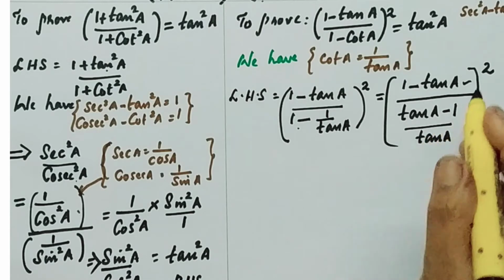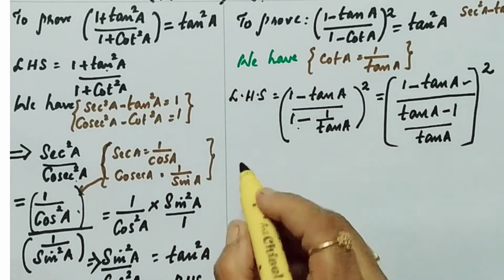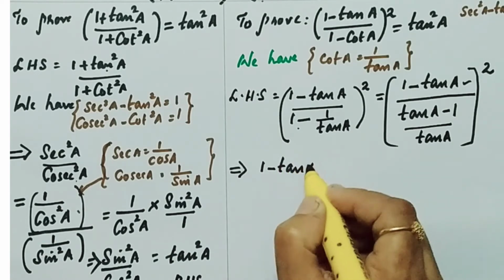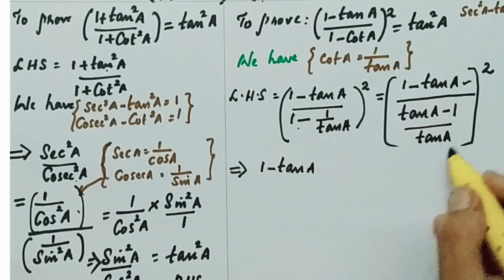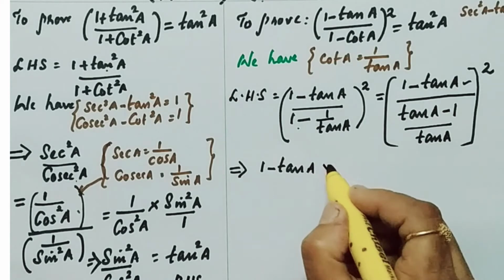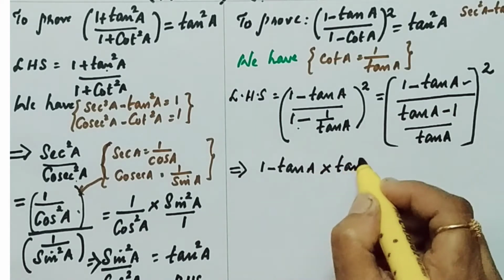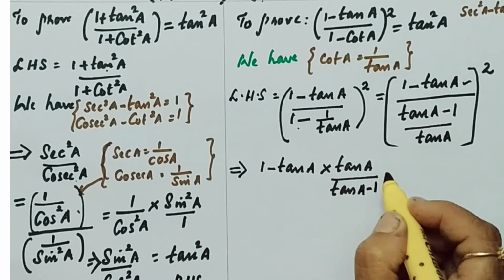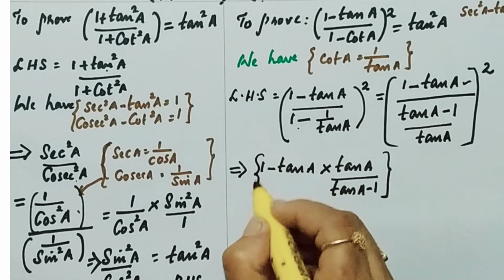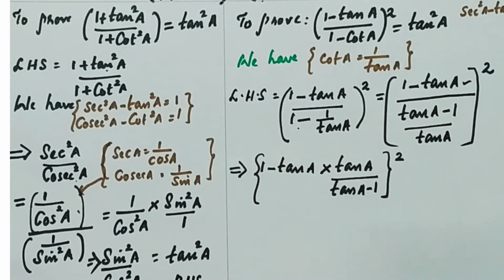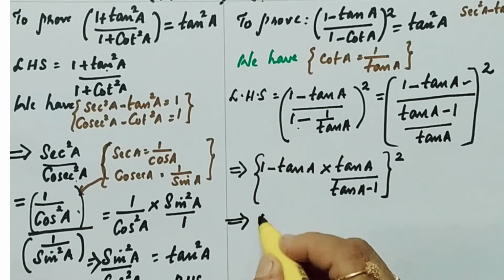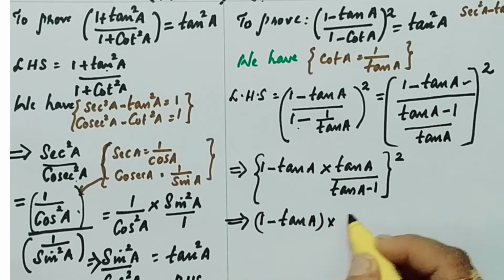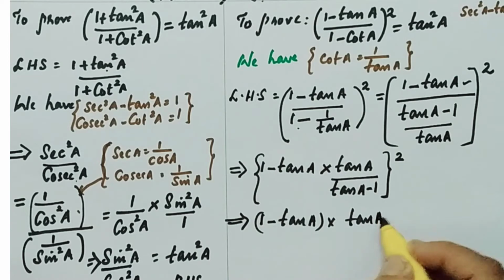Now how to make a simplification within the square, which implies the numerator, the first fraction, I am going to write as it is. The denominator, the second fraction, I am going to multiply with tan A by tan A minus 1, division of two fractions. This is also within the whole square. Now 1 minus tan A into tan A divided by.